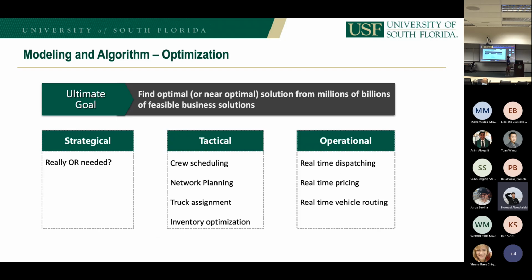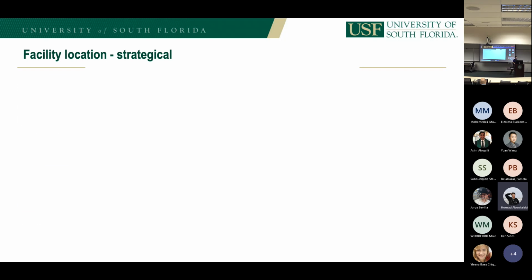The first one is optimization. The optimization goal is to find the optimal or near-optimal solution from millions or billions of feasible business solutions. It has three levels: strategical, tactical, and operational. For the strategical level, I just have a question for everybody: do you think we really need OR tools, optimization or data science tools, to make a strategical decision? This is just a question. For the tactical level, some examples are crew scheduling or network planning. The operational level is real-time dispatching, pricing, or vehicle routing. Let's go through three examples.